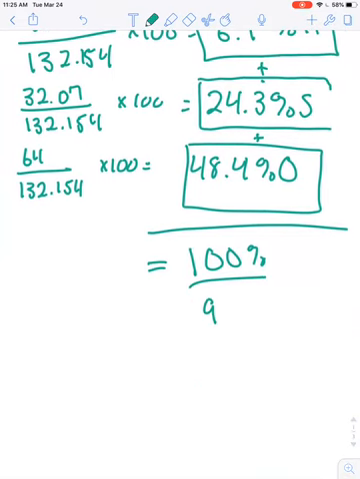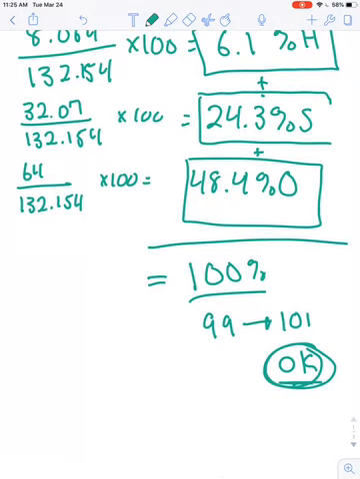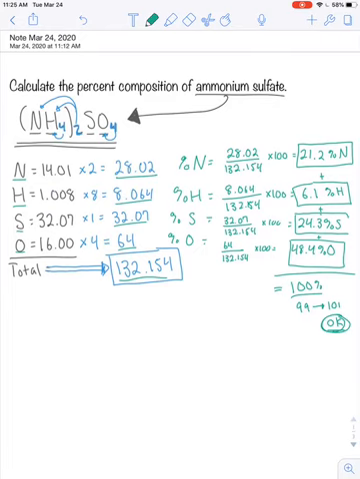Sometimes you might get 99 or 101. That is okay. Whoa, that was crazy. That is okay if that happens, as long as it is close to 100. That just means your rounding was off a little bit somewhere, which is totally fine. But that is how you calculate the percent composition from a chemical formula.